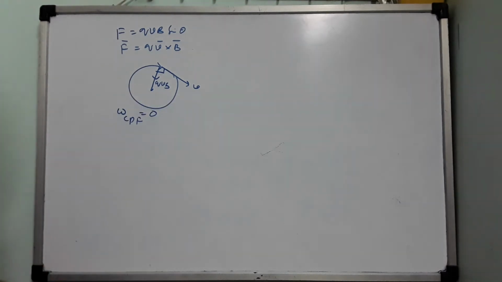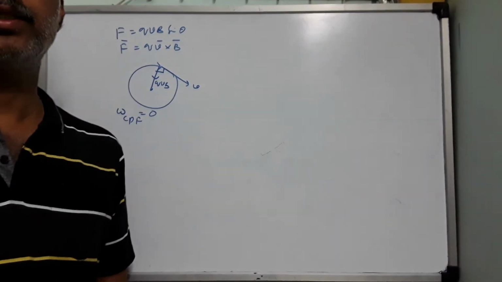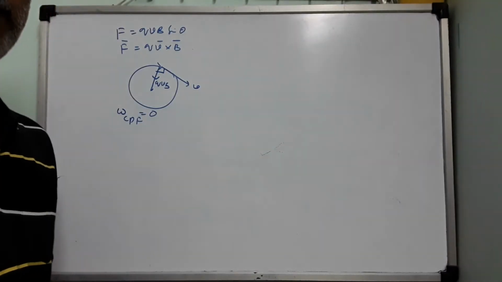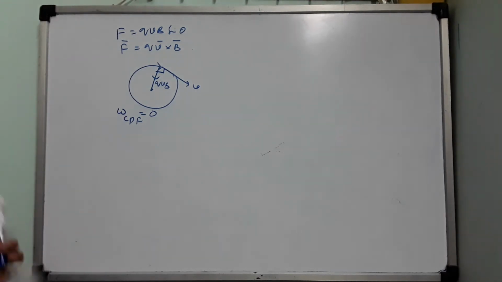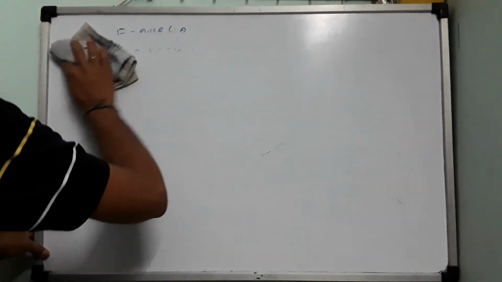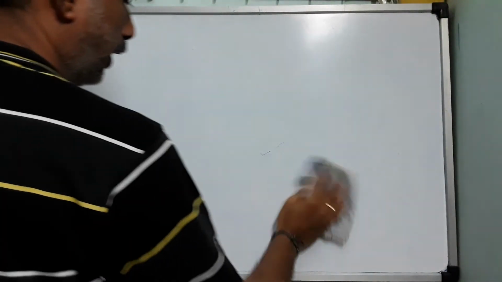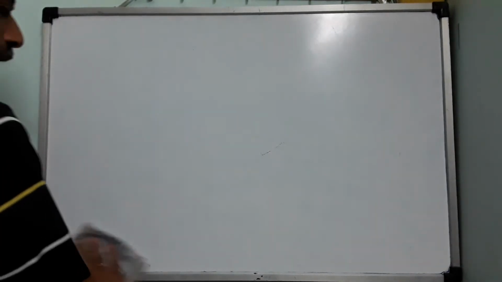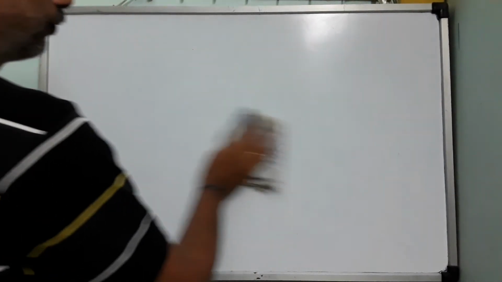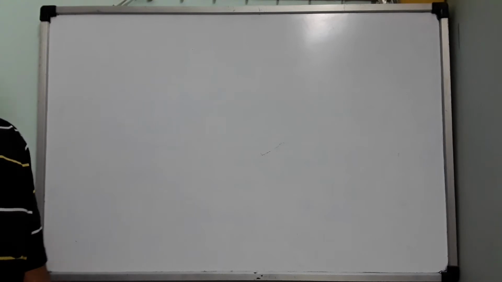So magnetic Lorentz force does no work on the charge moving in the uniform magnetic field when it is fired at right angles. Fine. So this is one more question. I repeat, what is the work done by magnetic Lorentz force on a charged particle projected at 90 degrees? 0. Because the velocity or the motion of the charged particle is always perpendicular to the force.